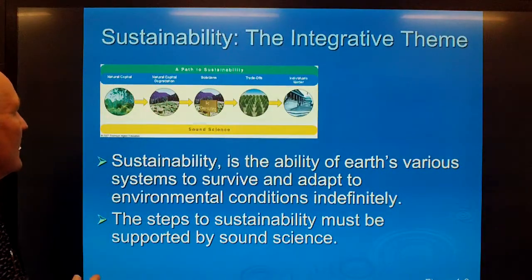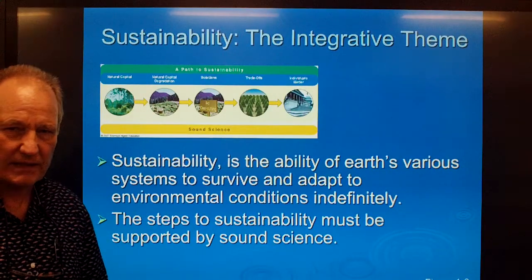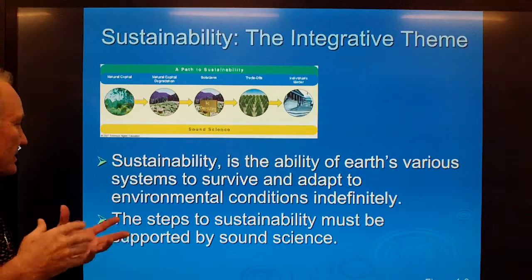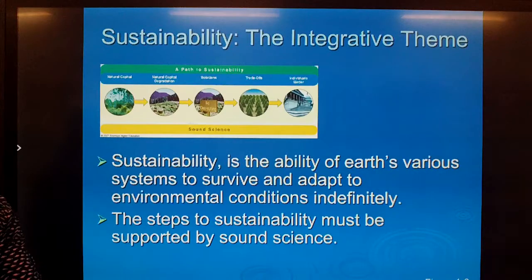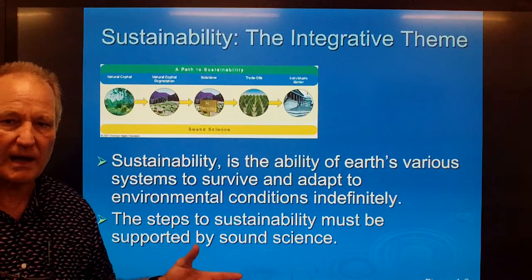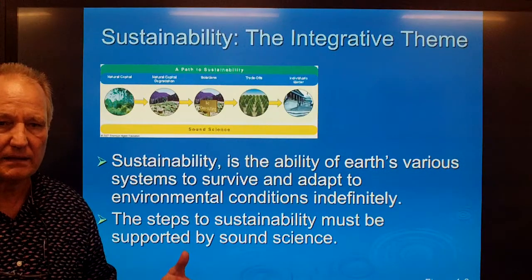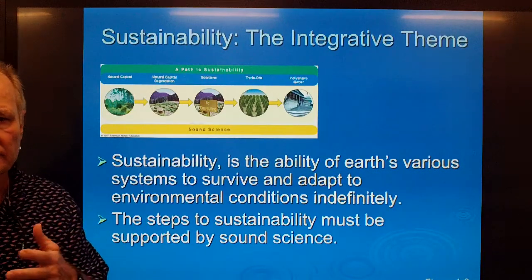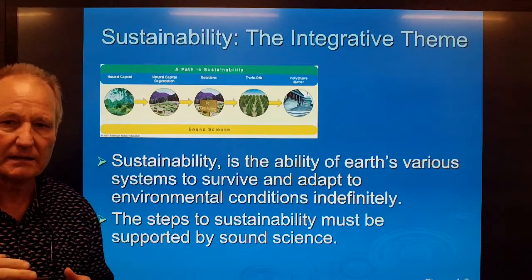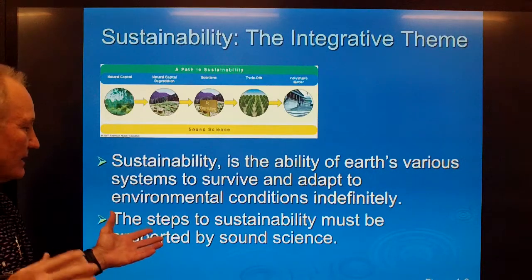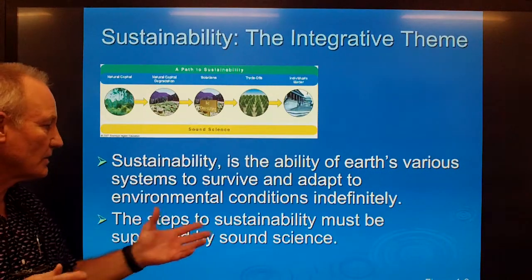Okay, so there is an integrative theme here that runs throughout the course, and it's sustainability. So sustainability is the ability of the Earth's various systems to survive and adapt, and they're going to do that no matter what. If we even blow up nuclear bombs and eradicate all human life on the planet, somehow various Earth systems will come back. For example, look at Chernobyl. Things have come back to Chernobyl even after that disaster. All right. But for us to get to a sustainable level, what must we do in order to make that happen?